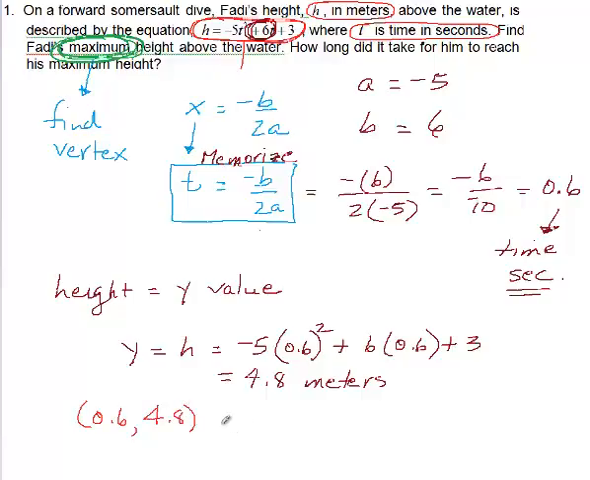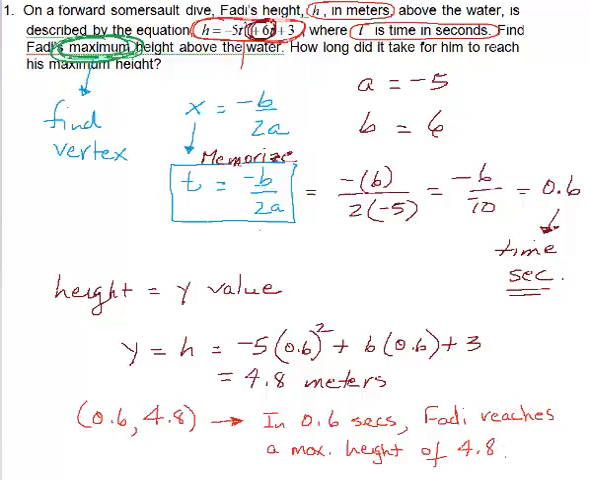In other words, time and height. Now how do you read this? Now write it. It's a word problem. Remember, a word answer. So this says, in 0.6 seconds, Fatty reaches a maximum height of 4.8 meters. That's what a vertex tells you.